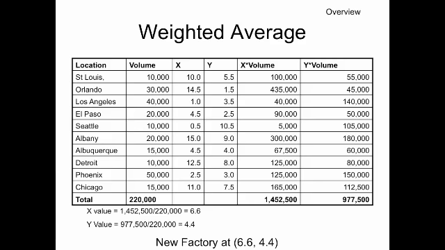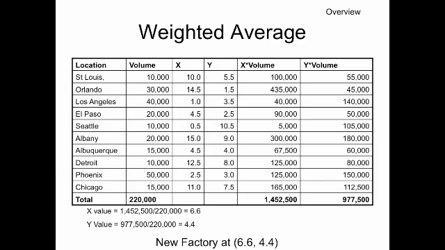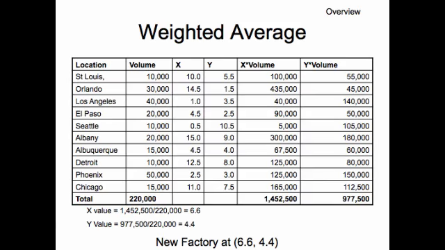It would be the volume times the X is this value. The volume times the Y is that value. And then we sum those all up, and then we divide by the total volume. So this middle location is at 6.6 and 4.4. And we go ahead and locate that on the map with our previously defined grid.